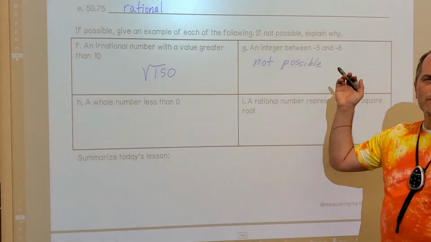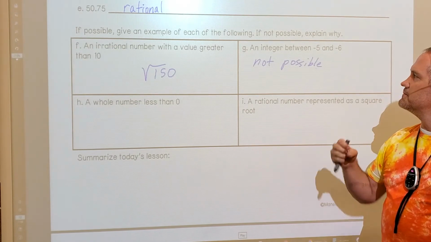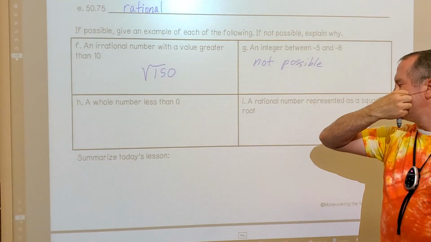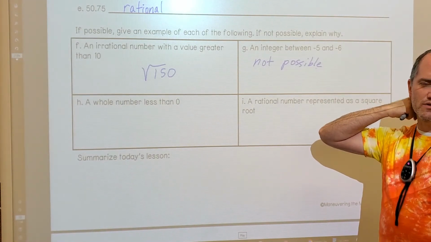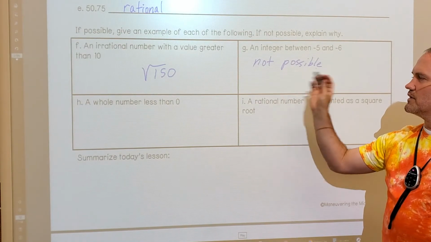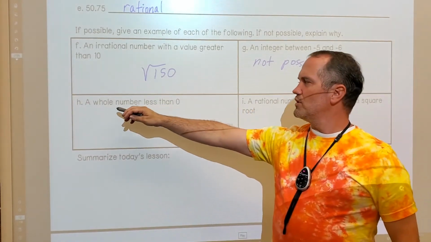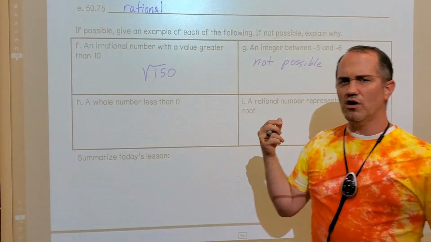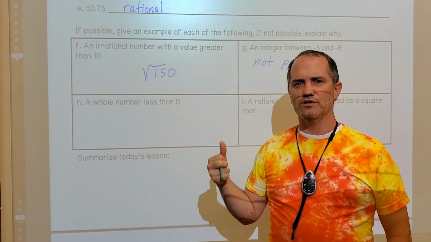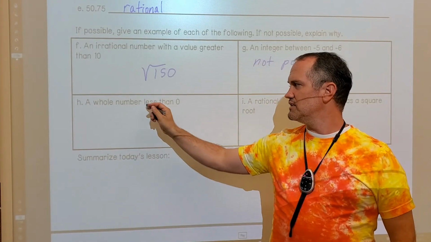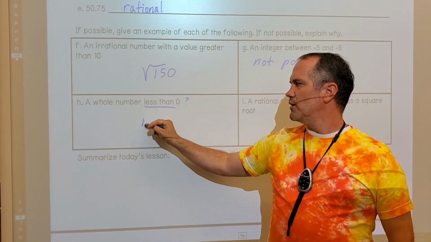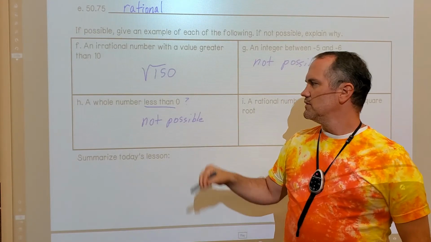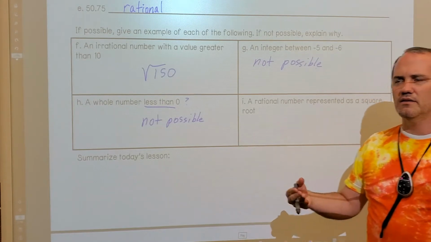So it is not possible to fit an integer between -5 and -6, because integers have to be whole numbers, positive or negative. Only decimals are between there. Okay, I'm not going to write that. You can write that. A whole number less than 0. Well, whole numbers are positive counting numbers starting at 0. So less than 0, not possible, for reasons just mentioned.